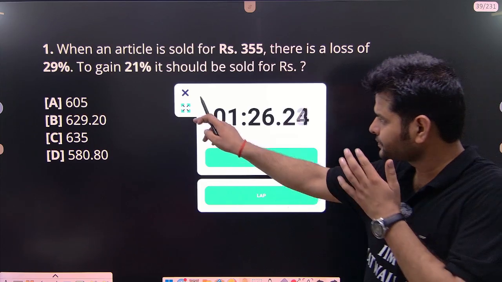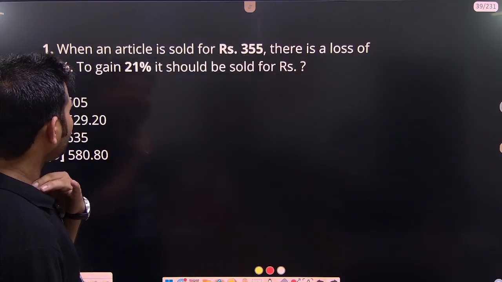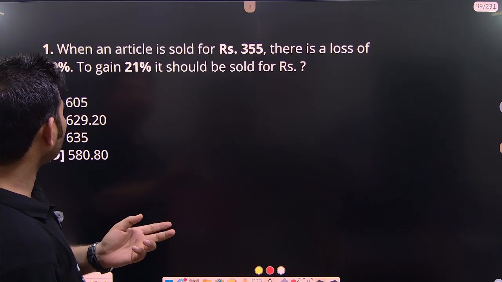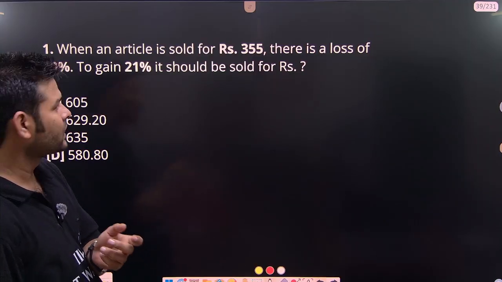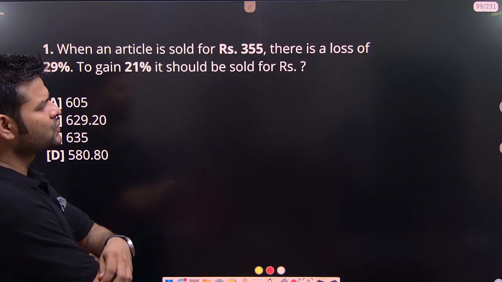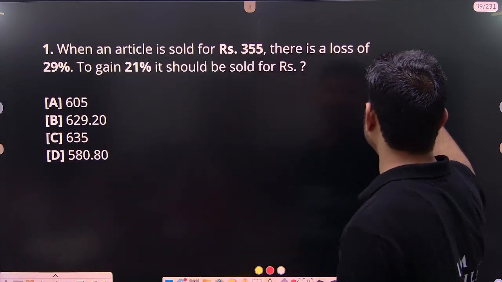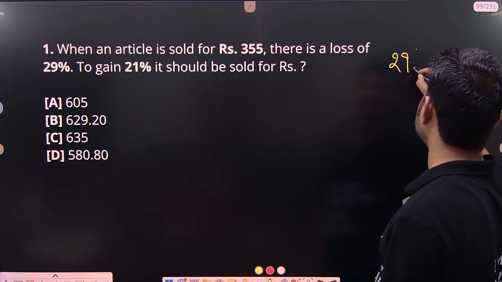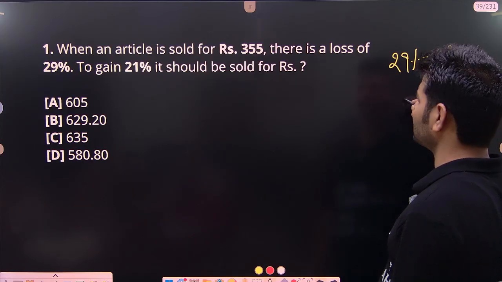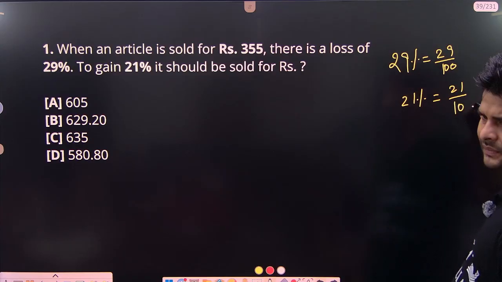Guys, have a look at how we are going to take the approach. When an article is sold for rupees 355, there is a loss of 29%. To gain 21%, it should be sold for rupees what? So basically, what would be the fraction of 29%? 29 upon 100. And what would be the fraction of 21%? 21 upon 100.